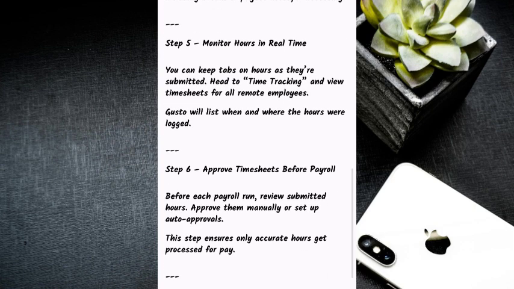Step 6, approve timesheets before payroll. Now, before each payroll run, you want to review submitted hours, approve them manually, or you could set up auto approvals. This step ensures only accurate hours get processed for pay.